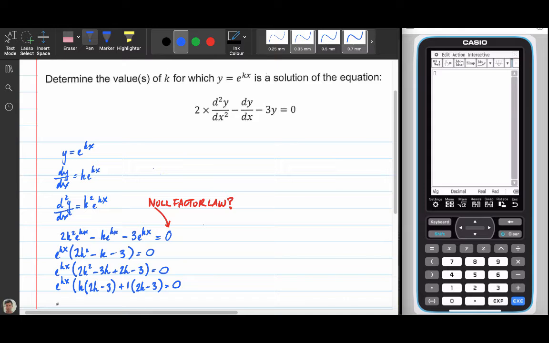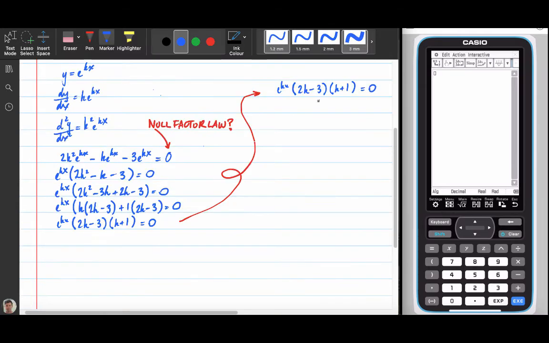Hopefully you can see here, guys, that e to the kx multiplied by 2k minus 3 multiplied by k plus 1 equals 0 up here. So I'm going to apply the null factor law up here, guys. What you're going to see is that e to the kx is going to have to be equal to 0, or 2k minus 3 is going to have to be equal to 0, or k plus 1 has to equal 0.